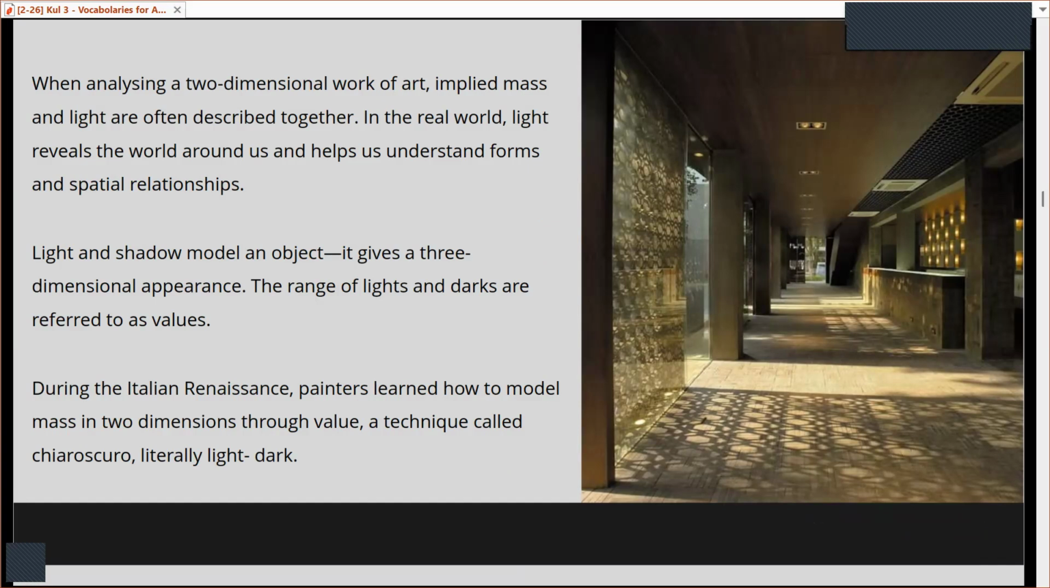Okay. So, movement also, sorry, when analyzing two-dimensional work of art, implied mass and light are often described together, ya. Jadi, light itu adalah inseparable from architecture. In the real world, light reveals the world around us and helps us understand form and spatial relationship. Light and shadow model an object. It gives a three-dimensional appearance. The range of light and dark are reversed as value. If you see the pattern itself, it creates a pattern on the floor, but it's actually not there, right? That's why architects have to be very careful in looking at the direction of the sun usually, ya. Itu ada.